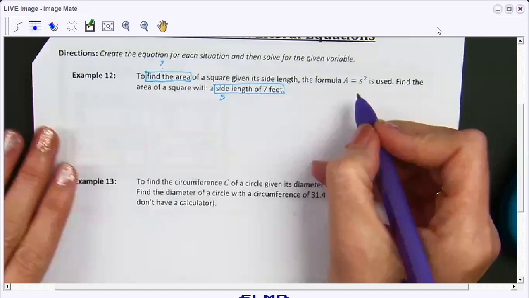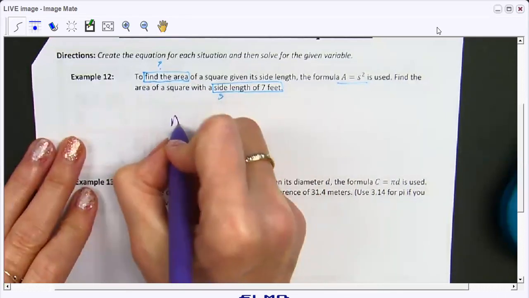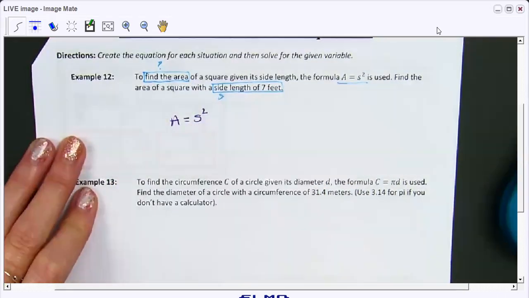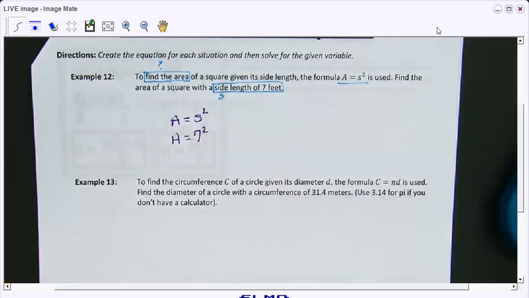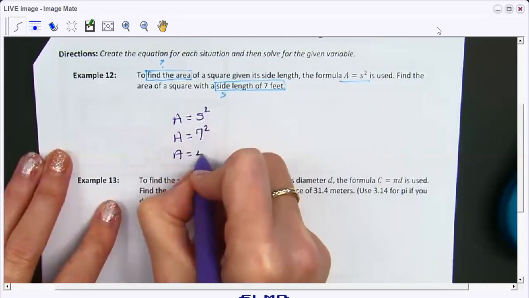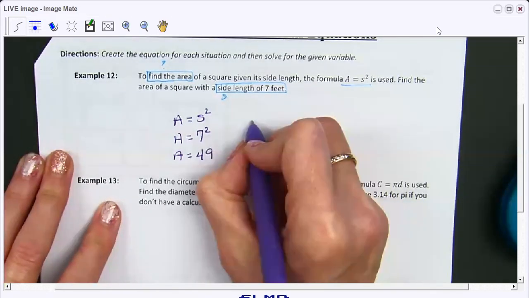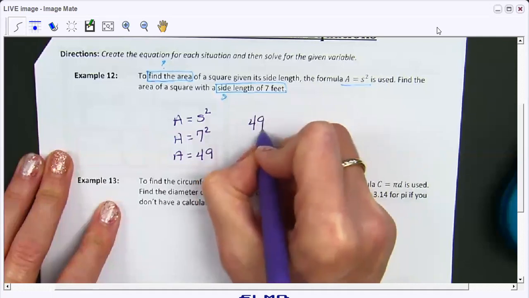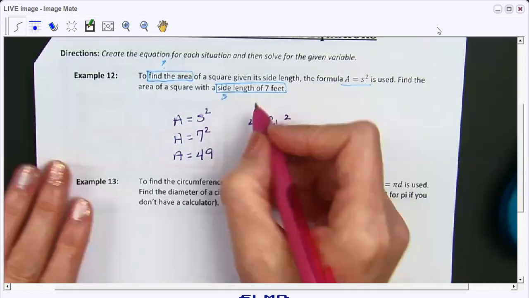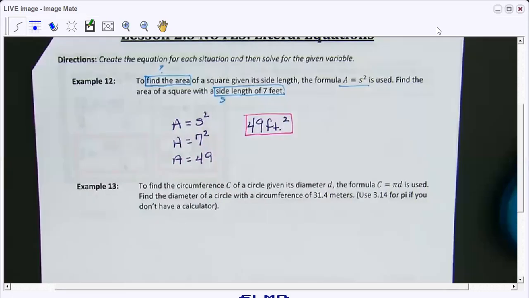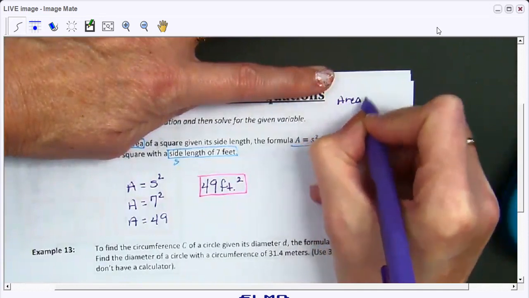So let's write down the formula that they give us here. A equals side squared. So A equals 7 squared, and A equals 49. But that is not my final answer. I need to add my units. So it's 49 feet squared. When you're dealing with area, and we could write this up here, area is in squared units.